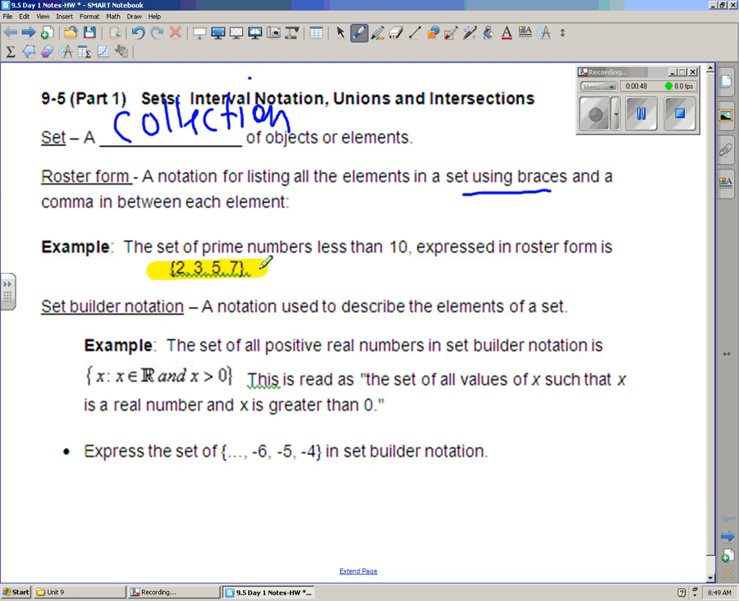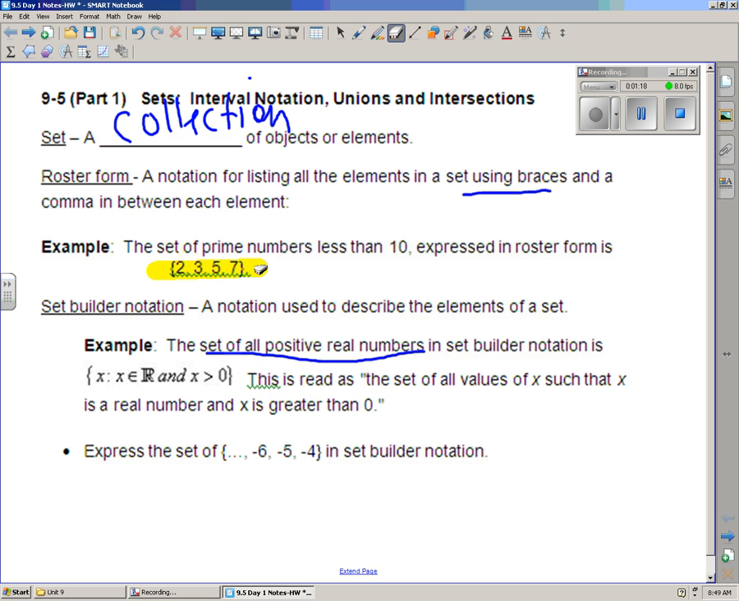Set builder notation is a notation used to describe the elements of a set. So here's an example. We want to write the set of all positive real numbers using set builder notation. The way it looks is this whole thing: the braces, the x, the colon, the x, that element-of symbol, the letter R, and x is greater than 0.